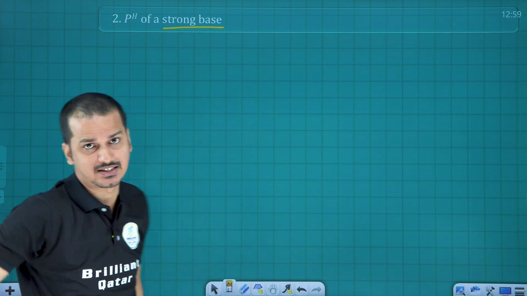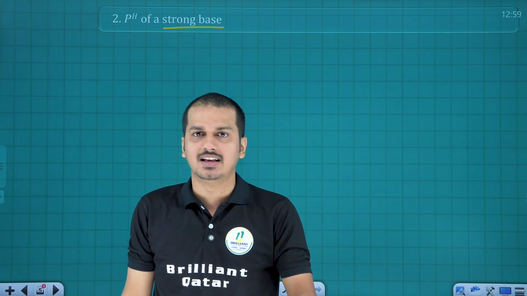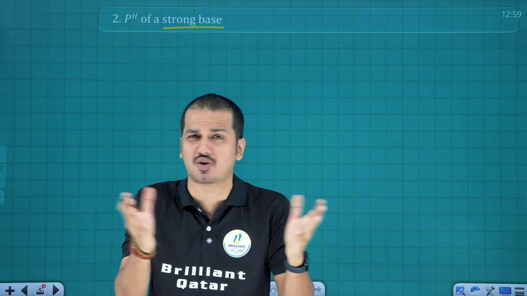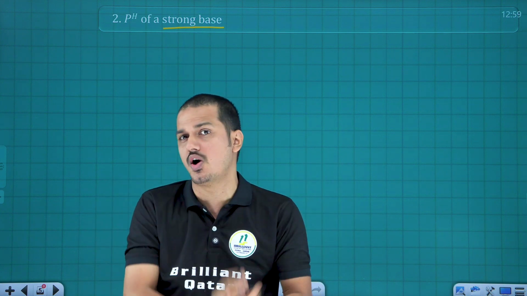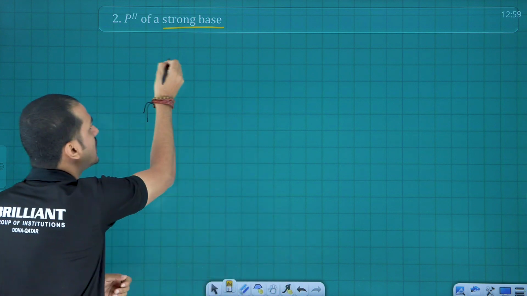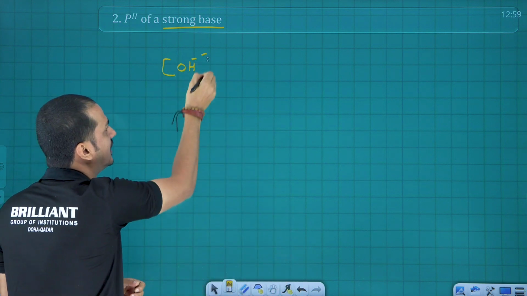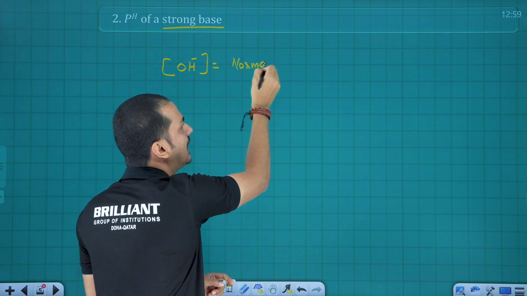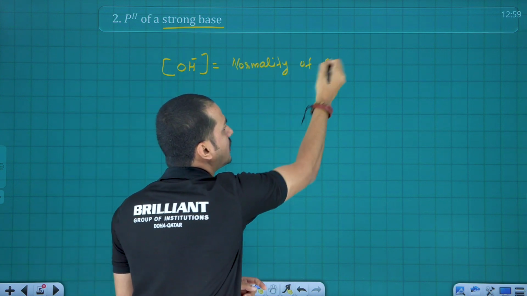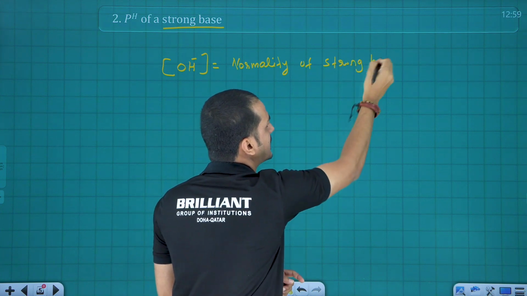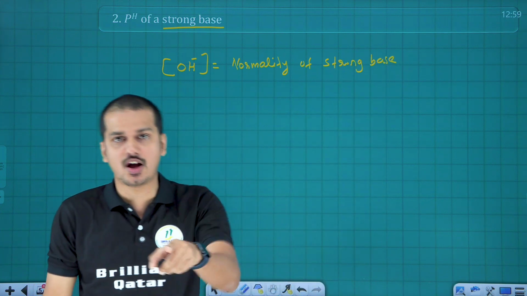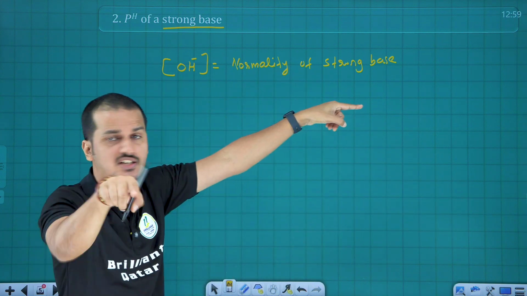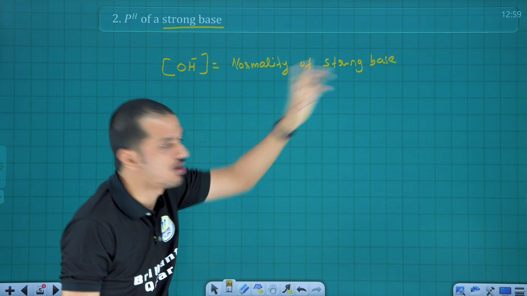pH of a strong base. In the case of a strong base, they will give the concentration of OH minus. I mean the concentration of the strong base, which gives more concentration of OH minus. So you have to remember the concentration of OH minus is equal to the normality of strong base. Directly we can write. In the case of a strong acid, concentration of H plus is equal to normality of strong acid. Here for a base, it means OH minus, so normality of strong base.